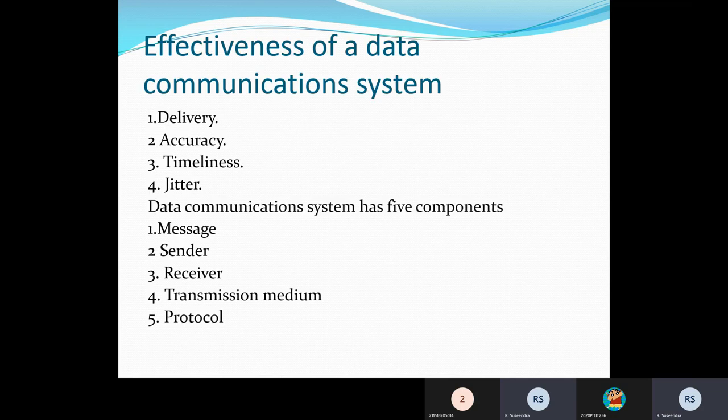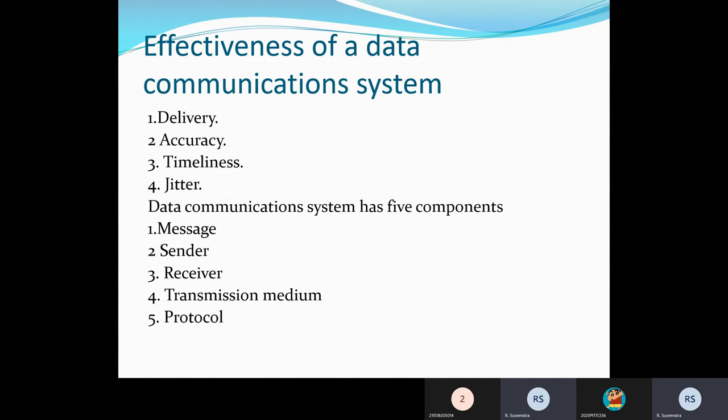Then the effectiveness of a communication system. When sending messages, what are the things we should know? If I'm sending a message to our group, the message needs to be delivered. Then the accuracy. Has the message I sent been posted correctly? If I'm sending the message, hi, how are you, but the message is sent like hello, what are you doing, the message is not correct, right?